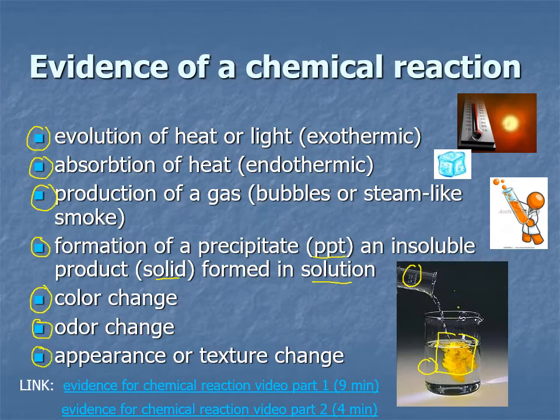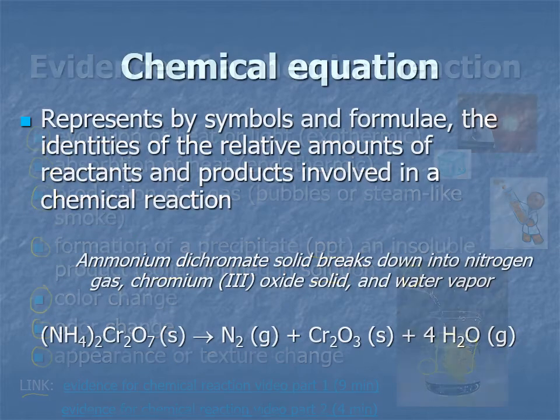Also, the appearance or texture change. Something like an iron nail that rusts or a steel nail that rusts, that's a texture change and an appearance change. There is a link here that if you are able to search the internet, you could actually look up a couple of different videos on evidence for chemical reactions, and this one looks like it's in 2 parts.